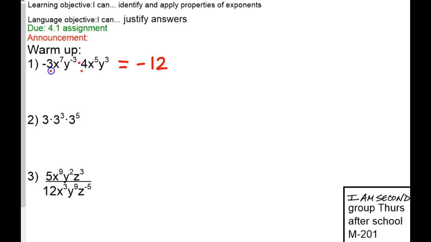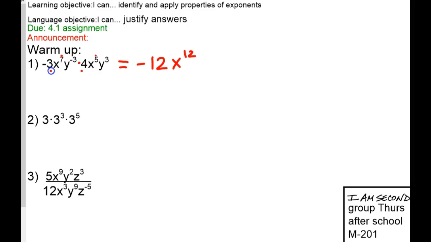Now, when we're multiplying the same base, what do we do with those powers, though? What do you think? What do we do with the powers? Like this x to the 7th, x to the 5th, what do we do with 7 and 5? Add. So x to the what? 12. Okay, so we learned this last 2 days. Add the powers. Okay.